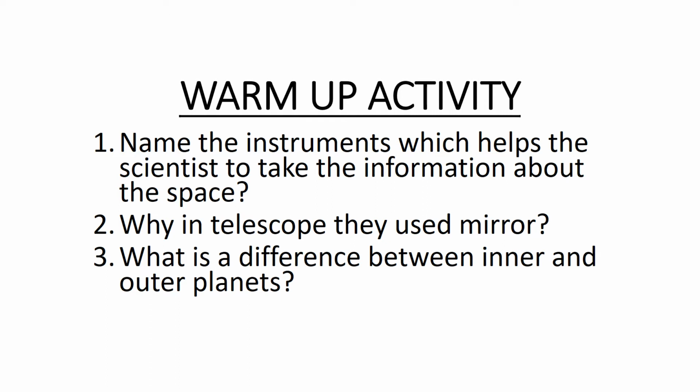So you have to write down the questions. Question number 1: name the instruments which help scientists take information about space. It's not only one instrument, it's instruments. Question number 2: why do telescopes use mirrors? And question number 3: what is the difference between inner and outer planets? Inshallah, during the Zoom class, I will give you all the answers, so you will check at that time, right?